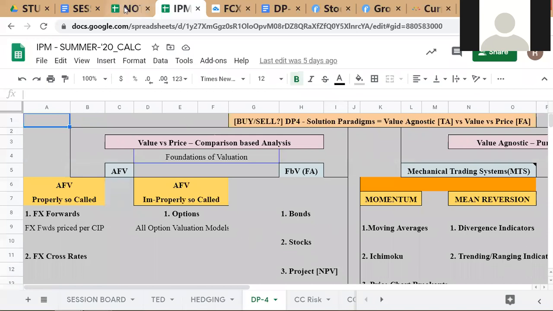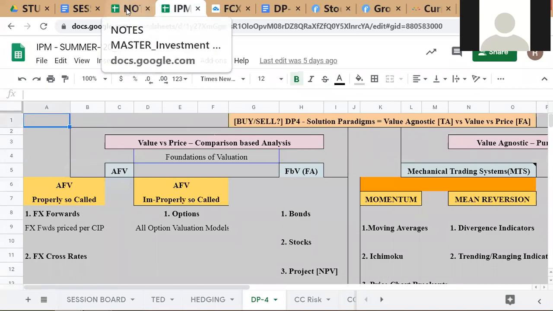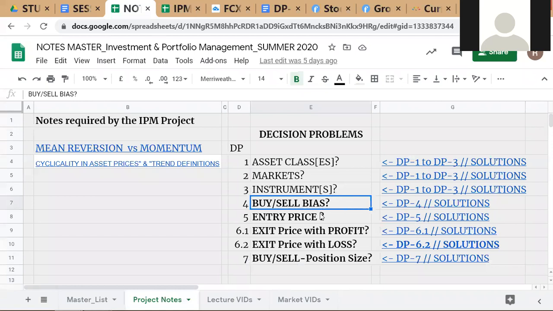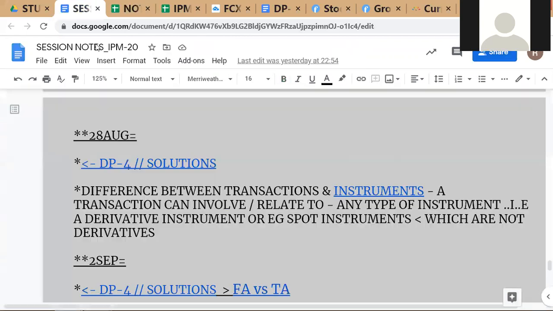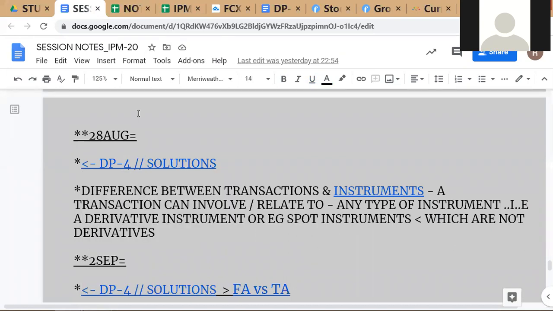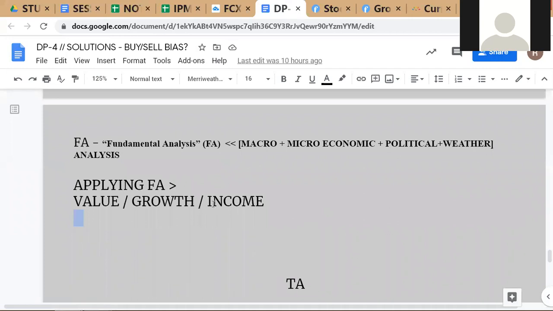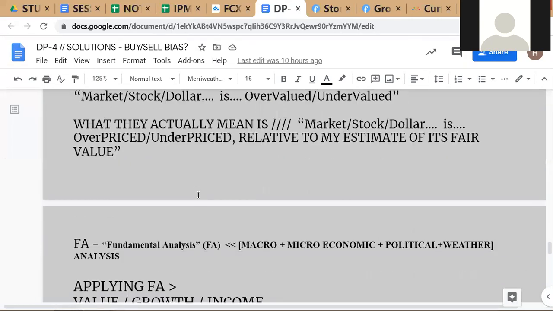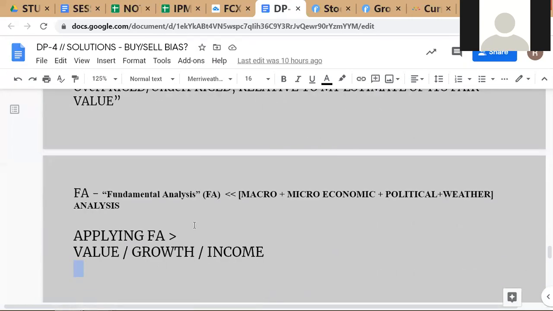Most of the discussion in finance textbooks is focused on this problem. Okay, so continuing our discussion of that problem, just trying to set some context here so we know where we are resuming from. All right, so we had this discussion. I put a link here. Now we are going into this same document, DP4 solutions. All right. So we had all these discussions, FA, what I told you what you have to do in FA.